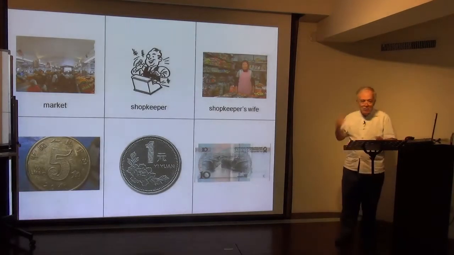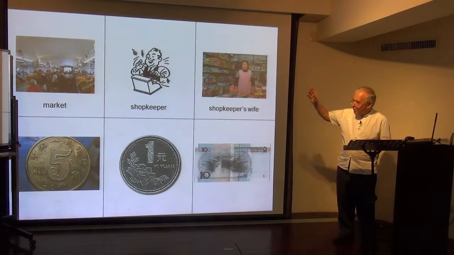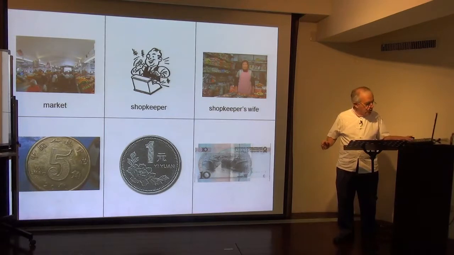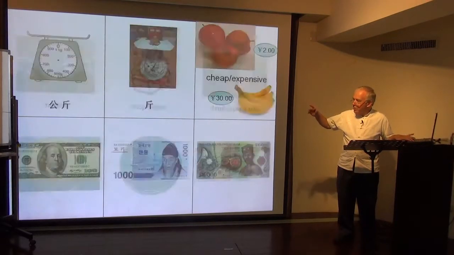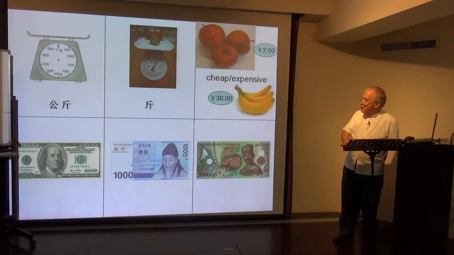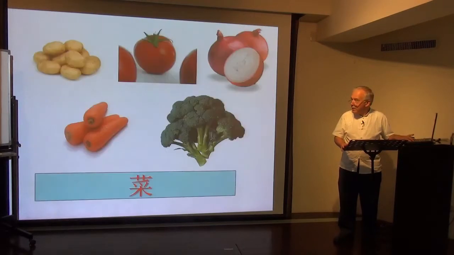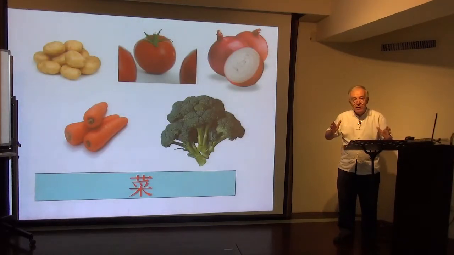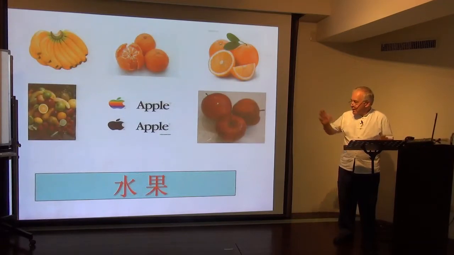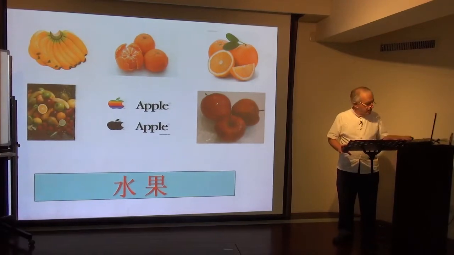This is using PowerPoint, but you can do it by drawing the vocabulary items. Here you go through and teach the vocabulary: the basic market, shopkeeper, shopkeeper's wife, and then the money that's used. Teach those using PowerPoint, and then you can teach the weights, 公斤 and 斤. And then the words cheap and expensive, and then there's some more money there. Then you can group the words in the vocabulary list together, bring all the vegetables together and teach the vegetables. And then in this lesson also, the fruits, you can bring the fruits together and teach the fruits.